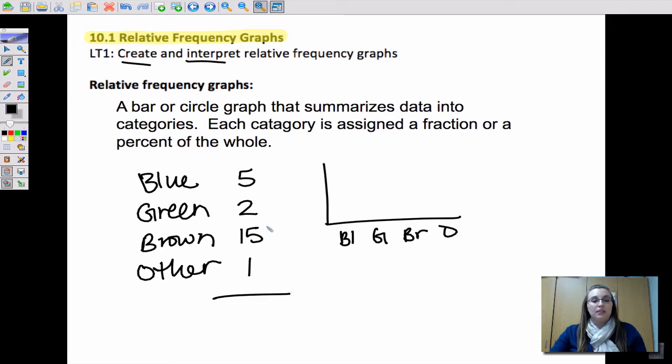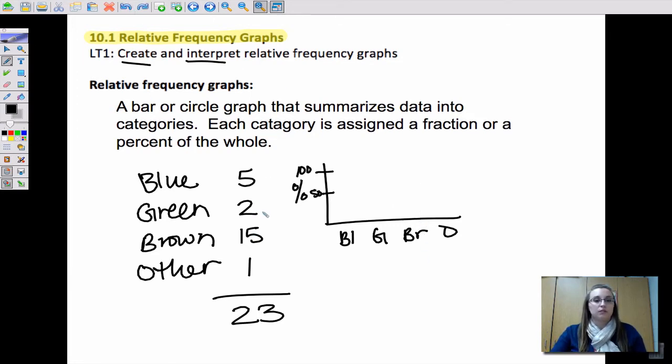So I would need to add all this up. That would tell me 23 students total in the class, and I would actually have percent be my other axis, percent or fraction, okay? And obviously it's going to go all the way up to 100%. That would be if everybody had one color, like let's say everybody had brown eyes, then you would just make one bar up to 100. But in this case, we have different amounts.